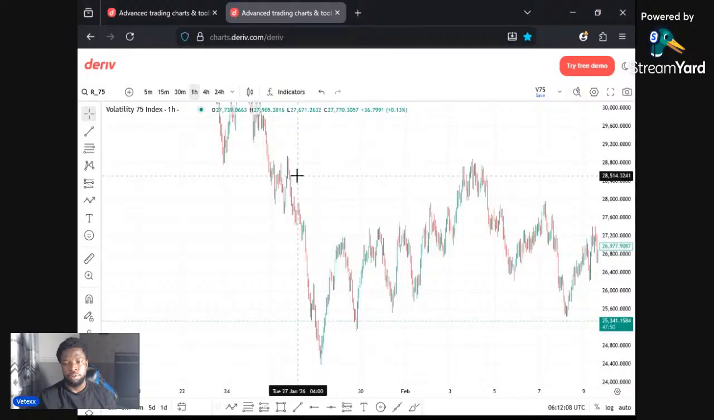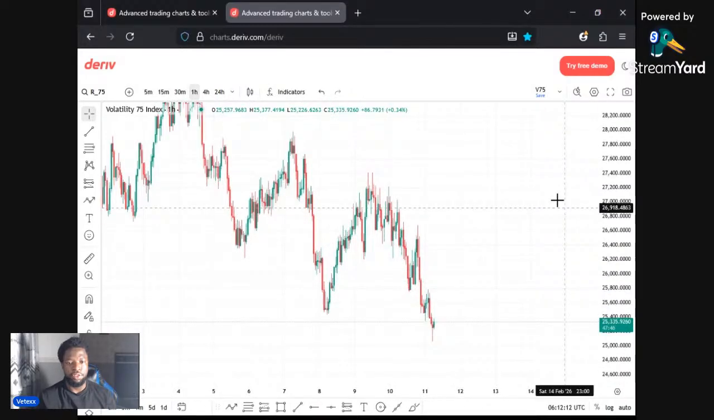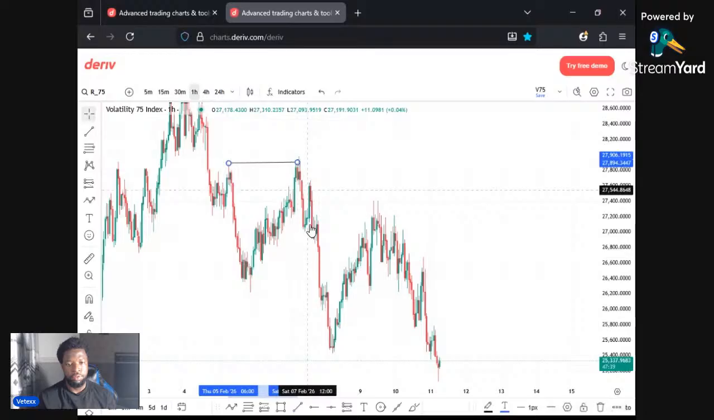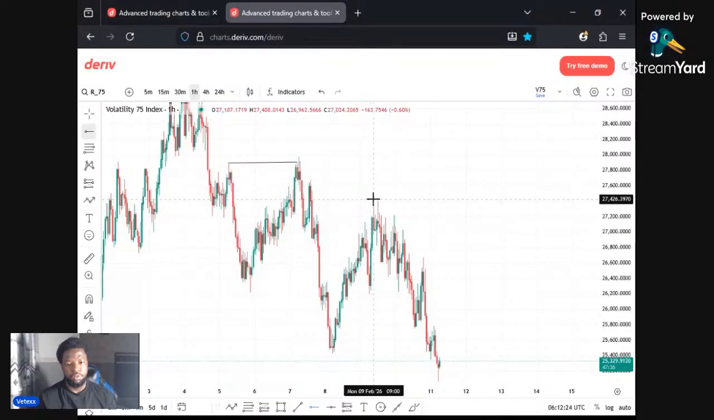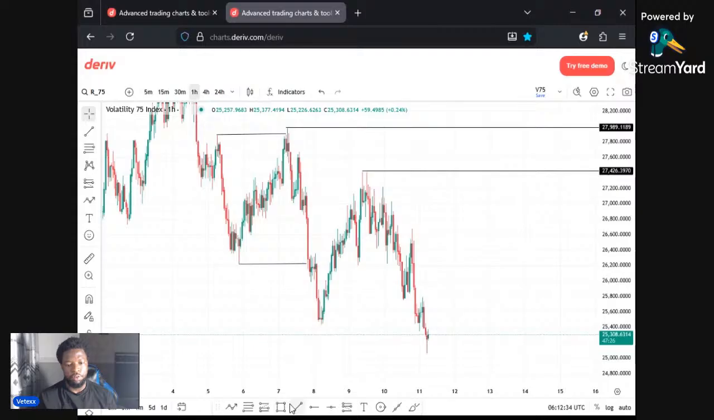Okay, good. So right now on the 1 hour time frame of V75, we have this. We have this. The sweep. Alright. Structural liquidity. Protected high. Break of structure 1. Break of structure 2.